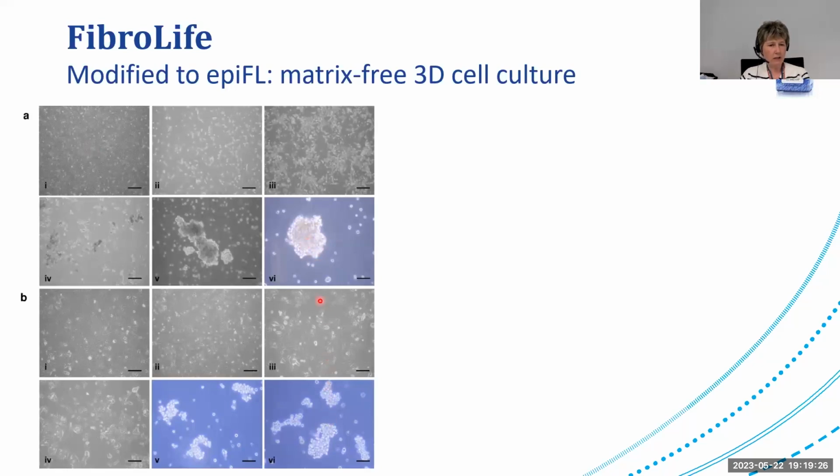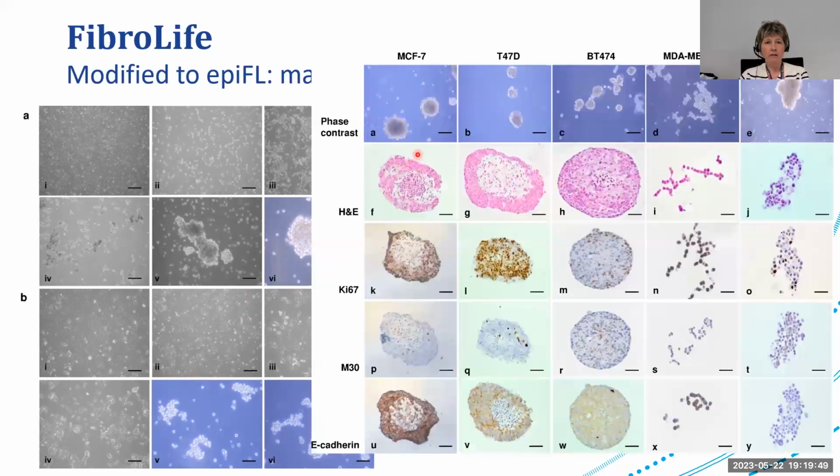And we can see this with different types of cell lines. Here we have two different cell lines. So this is MCF7 cells, which form a tighter cluster, but some of the non-luminal cell lines form these much looser structures, much more reminiscent of bunches of grapes. And here we have a representation of various different cell lines growing in phase contrast in EpiFL.